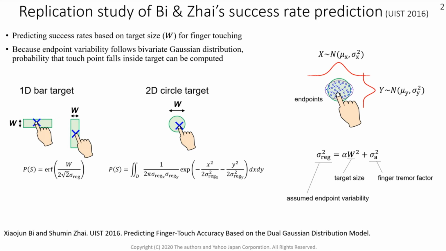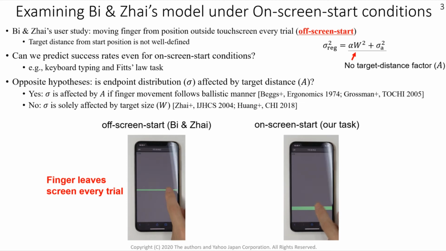Because endpoint variability follows a Gaussian distribution, the probability of a touch point falling inside the target can be computed based on these equations. In their study, as shown in the video on the left side, the participants move the finger from a position outside the screen every trial. This condition is called the off-screen start task. In this condition, the target distance is not well defined.